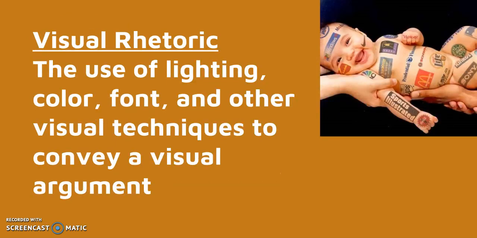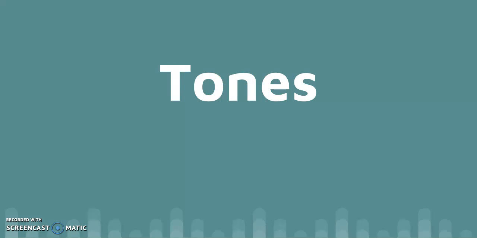Then your last strategy is visual rhetoric, which we talked about quite a few weeks ago. So, it's the use of visual techniques to convey an argument. I really like this image with the baby and logos and how we materialize lots of different things to kids at an early age and try to make them into a commodity. All right, so now we're into tones. So this week you only had 5 different tones to look at.